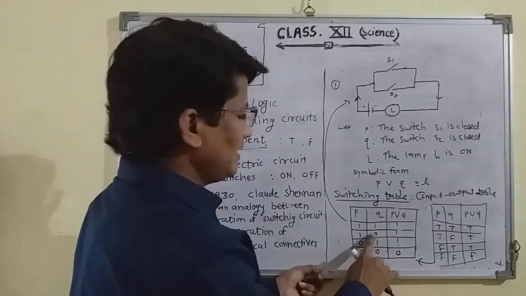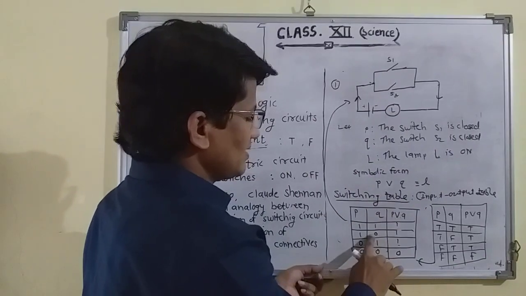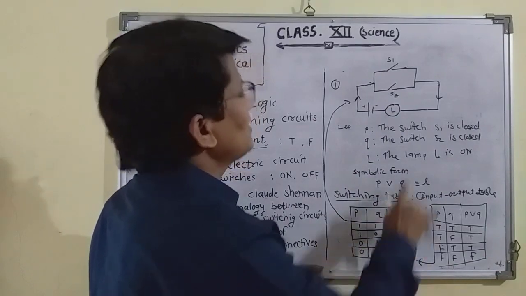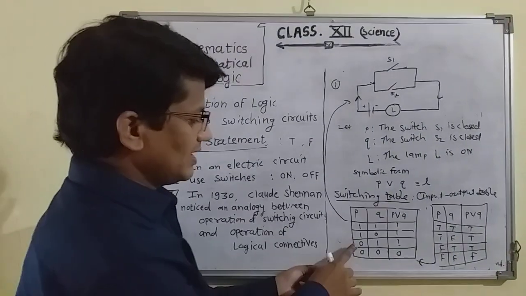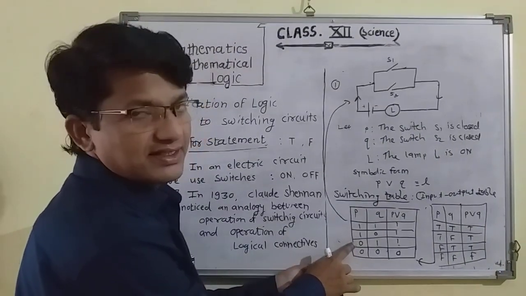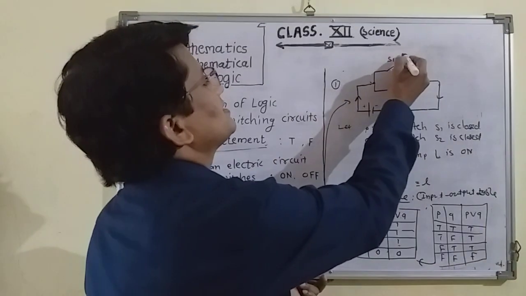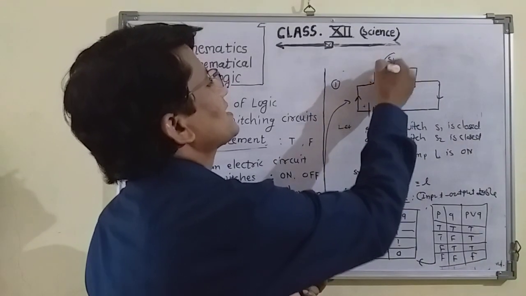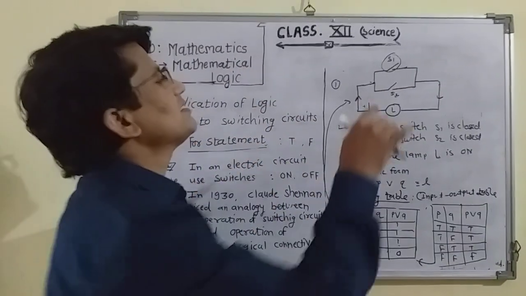This is totally current does not pass through other line. So answer is 0. Output is 1. From this path the lamp will on. Okay. Third situation here, P is 0, means this is closed. S1 is open. Open means current does not flow through the circuit.